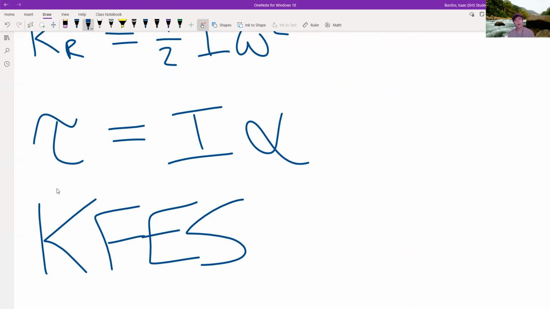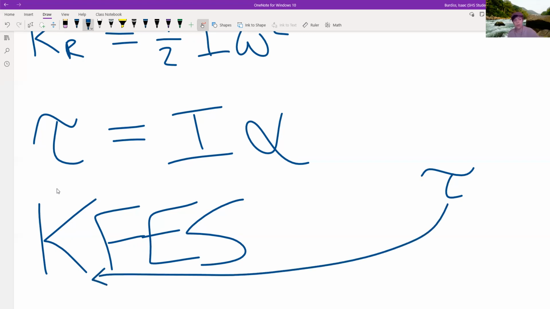You write down what they tell you, you write down what you need to find, and you look at what equations have that thing. So if they're saying find torque, look at what equations have torque in it, and then figure out which one has other things that they already told you about. Then use that equation to solve and get the answer right. And remember to convert to the other units because they do that sometimes.